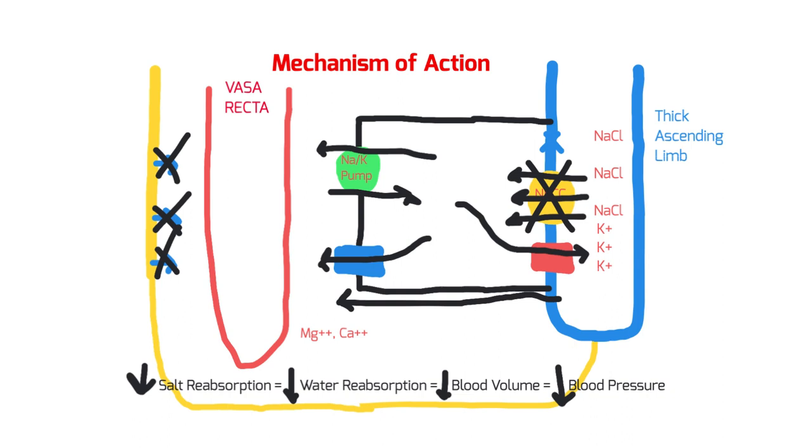A secondary effect is since we have our chloride back in our lumen, which is negatively charged, and we're also going to have less potassium secretion into the lumen, that's going to take away the driving force for our magnesium and calcium. So they're no longer going to be repelled through the cells of the thick ascending limb, and that's going to keep them in the lumen, and eventually they're going to be excreted out in the urine.